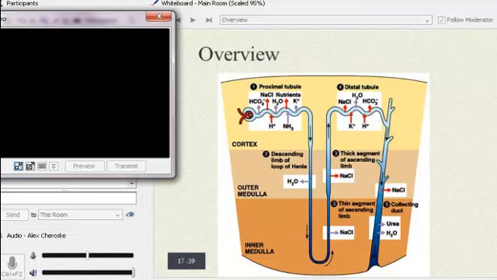Certainly the toxic molecule does a lot of that. We know filtration only occurs where? Where does filtration first occur? It's the only place it occurs.